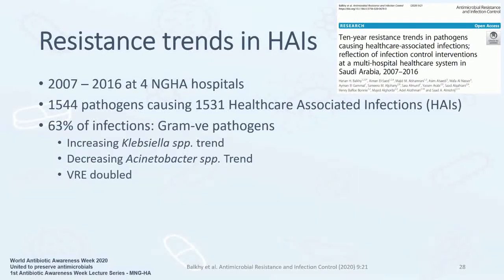Another study looked at the 10-year resistance trends in pathogens causing healthcare-associated infections, lab-proven healthcare-associated infections. So they looked at healthcare-associated infections proven by culture, and they looked at the trends from 2007 to 2016 at 4 NGHA hospitals. There were around 1,500 pathogens causing around 1,500 healthcare-associated infections. 63% of the infections were gram-negative pathogens, and they had increasing Klebsiella trends and decreasing Acinetobacter trends. And in this case, the VRE doubled.